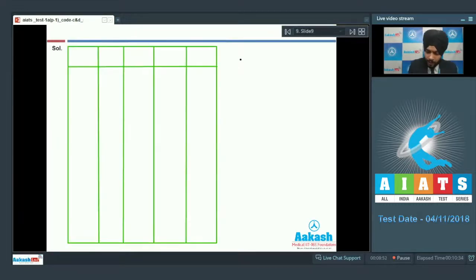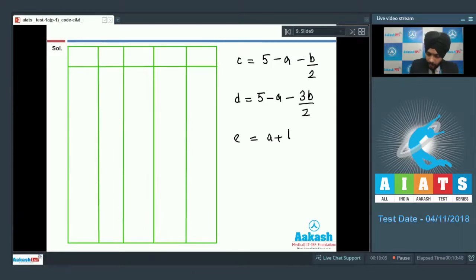Okay, so let us write down the relations. c is equal to 5 minus a minus b by 2. d is equal to 5 minus a minus 3b by 2. e is equal to a plus b. And ultimately we also need a plus b plus c plus d plus e is equal to 10. So obviously we'll have to write down all the possibilities. a, b, c, d, e.